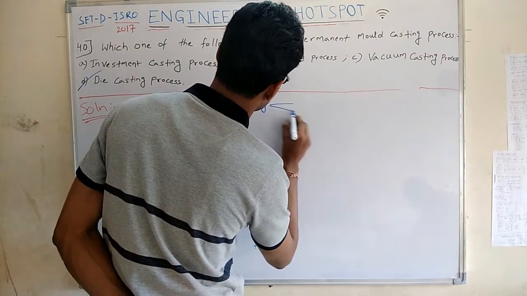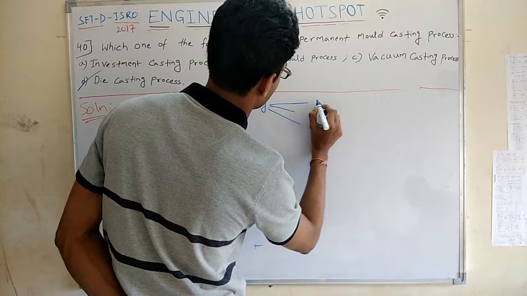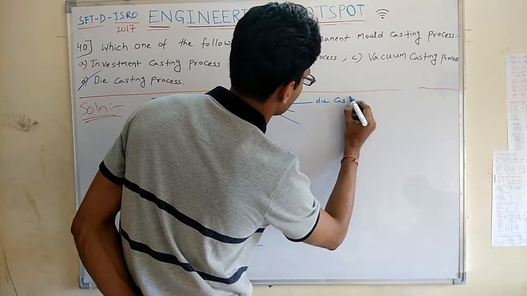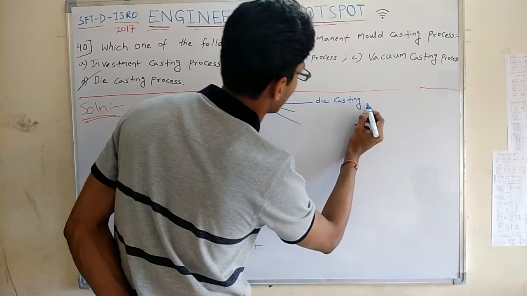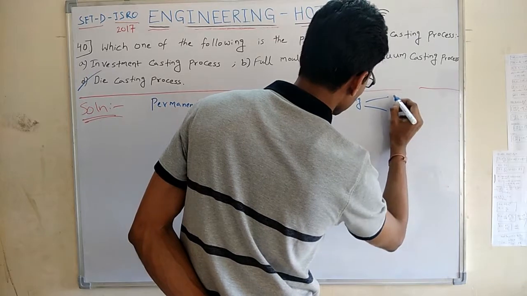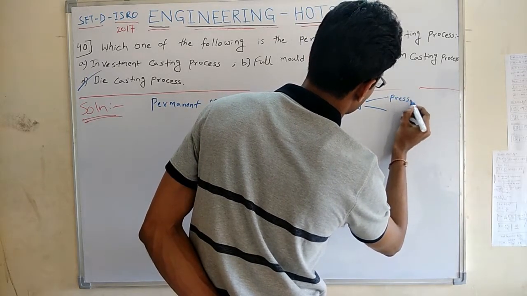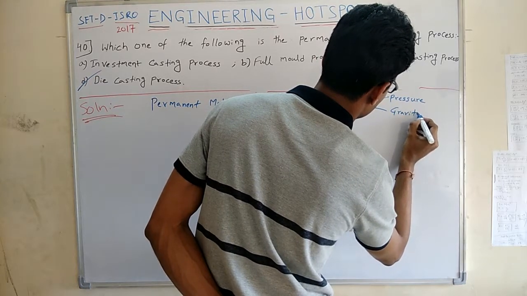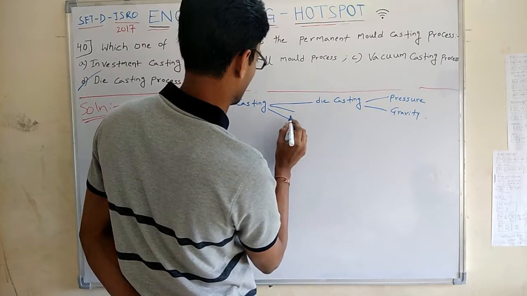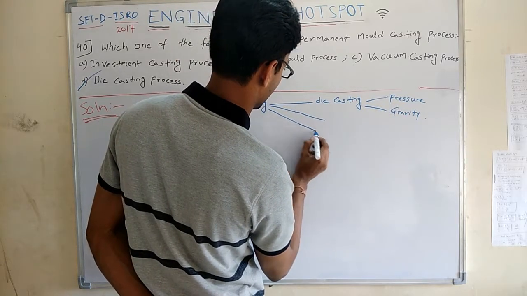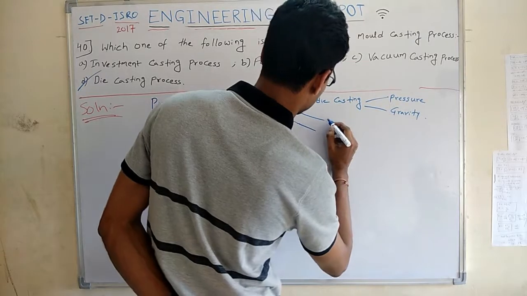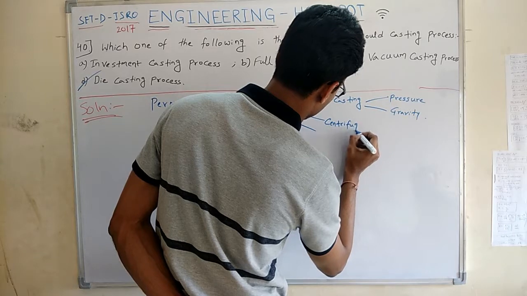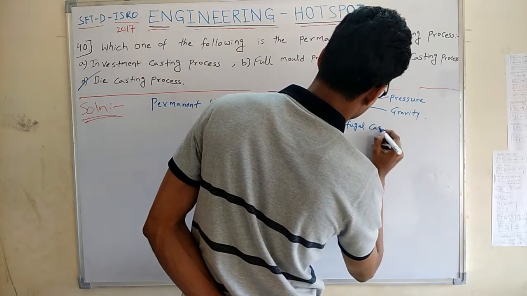There are other options also, like die casting. In die casting there can be 2 types. It can be pressure die casting, or it can be gravity die casting. Then you have options for centrifugal casting, the centrifugal casting process.